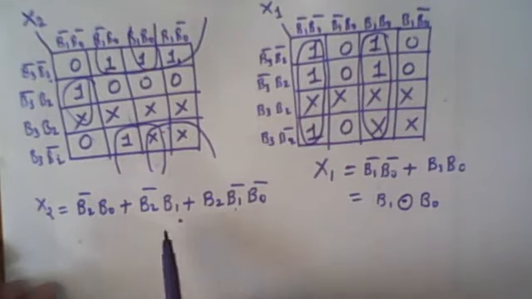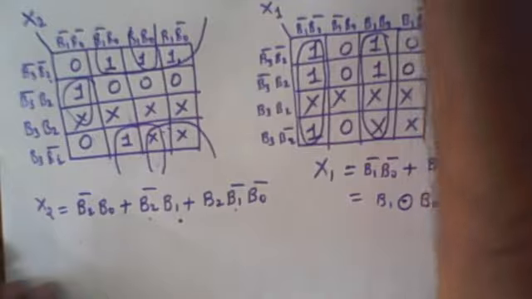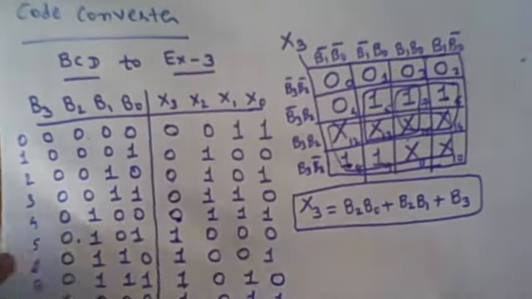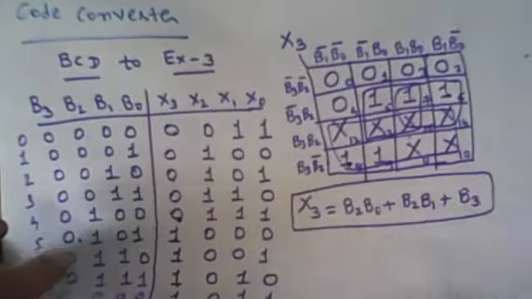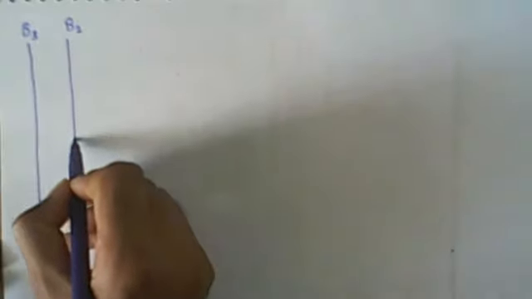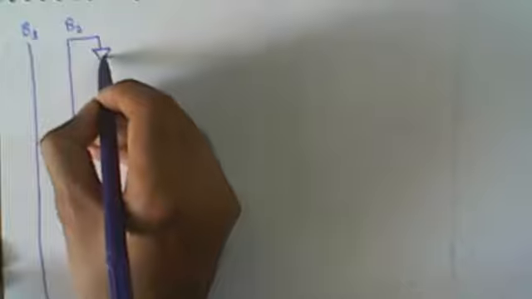B1 also needs to be inverted. B2 also needs to be inverted. So only the three variables need to be inverted. So how to draw the logic diagram? First, B3 bar is not required. B2 bar is required, so let me invert it.